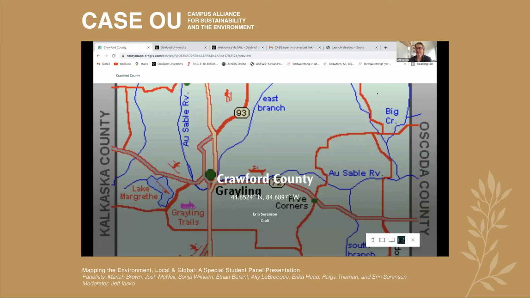Okay, can you hear me? Okay. So this is a story map about Crawford County, Michigan. Again, it's a work in progress, so it's not completely finished.